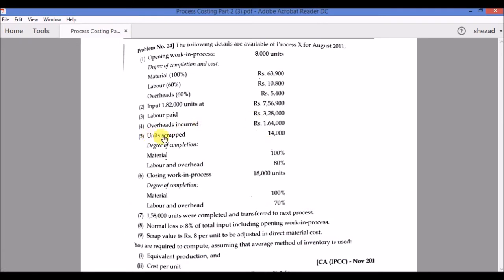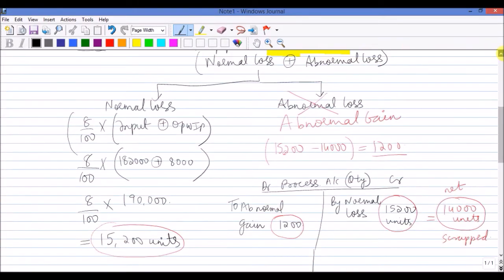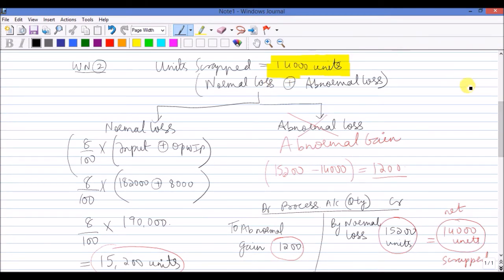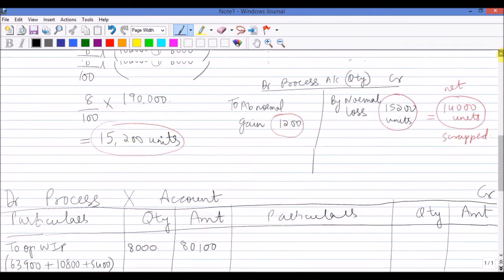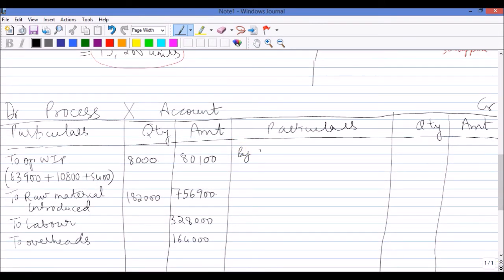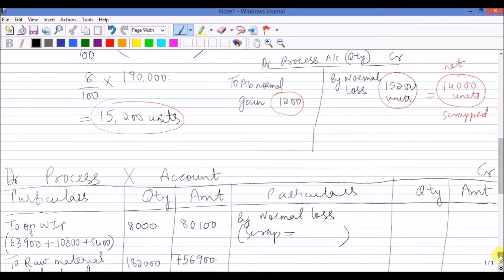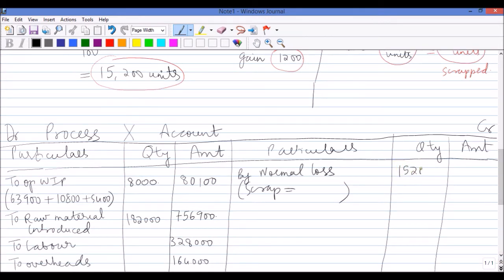Then friends, the units scrapped, we have already done in the working, so I'm going to follow the working. The units scrapped were 14,000 units, and we have the net part which is ready. There was an abnormal gain of 1200 units and the normal loss. So here I'm going to write by normal loss, and the normal loss should be multiplied by the scrap value. How much is the normal loss? 15,200 units.